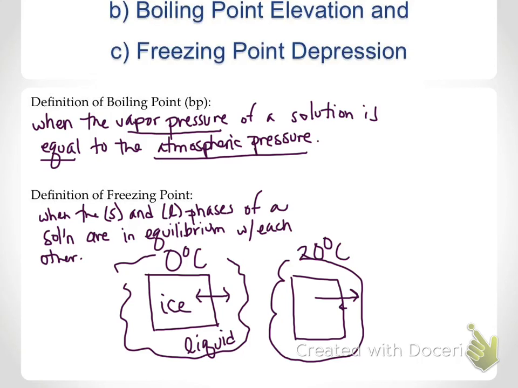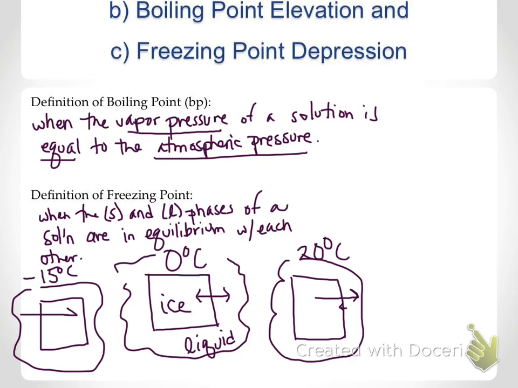On the other hand, if I came over here and I was at negative 15 degrees Celsius and I had an ice cube surrounded by liquid water, I would have a whole lot more liquid becoming ice than vice versa. So that's what equilibrium means. It means at the same rate. So ice is becoming water and water is becoming ice at the same rate. So that's what the freezing point is for a solution.